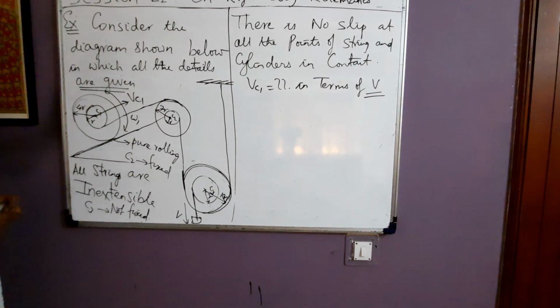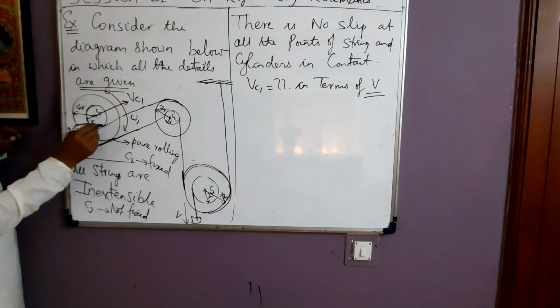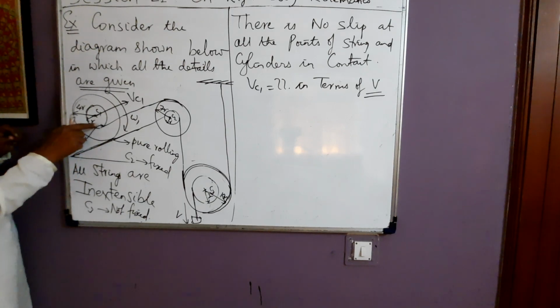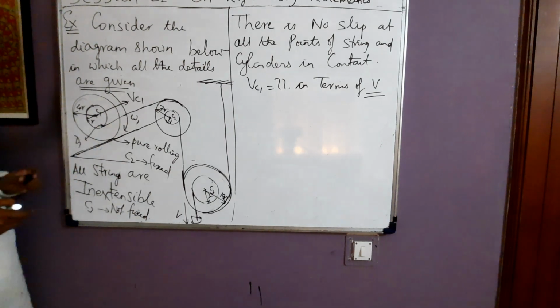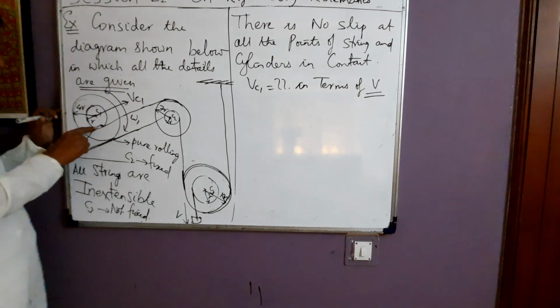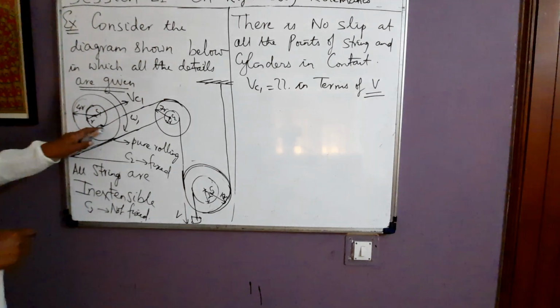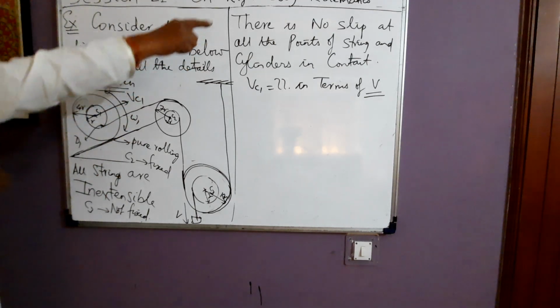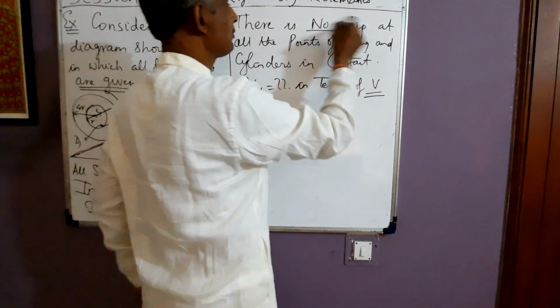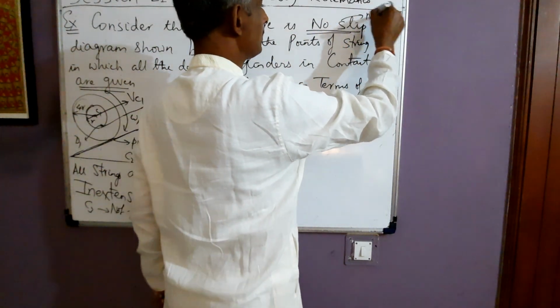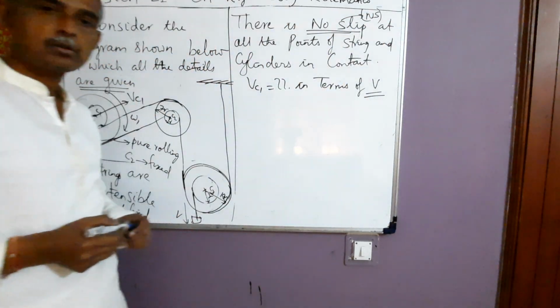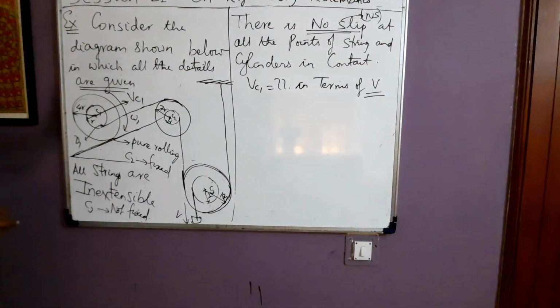Alright, fine. Now here, this is a point D1 of the inner cylinder which is in contact with the string. Here also there is no slip, which I have said just now. No slip, which in short we will write as NS, meaning no slip. So now see.